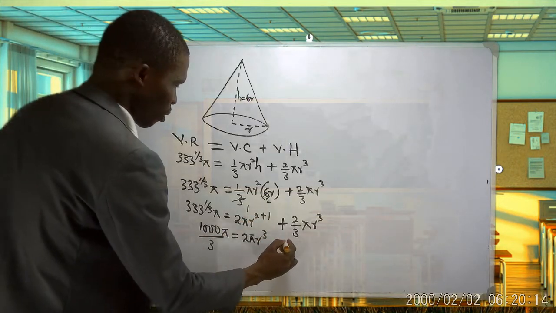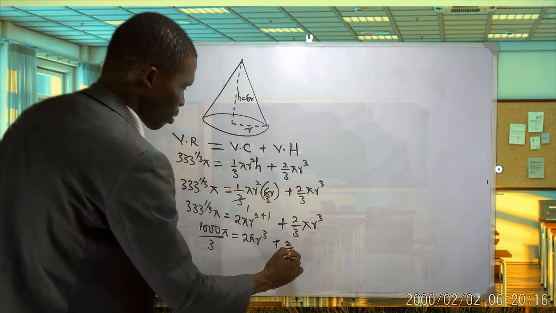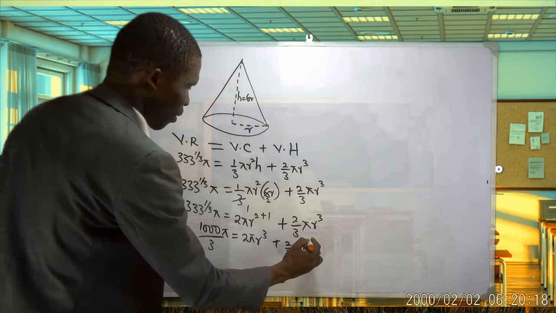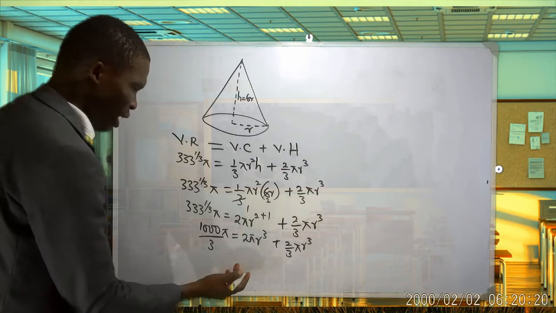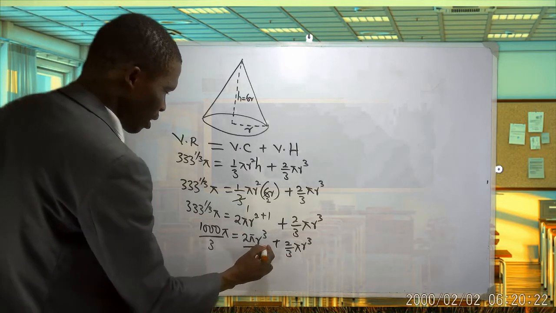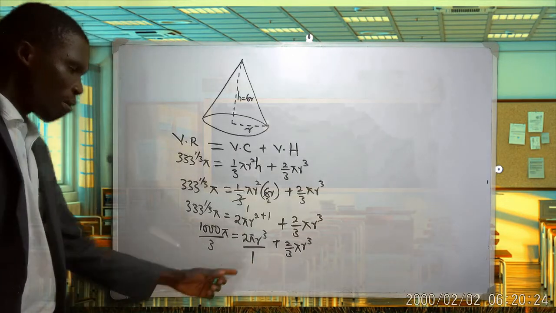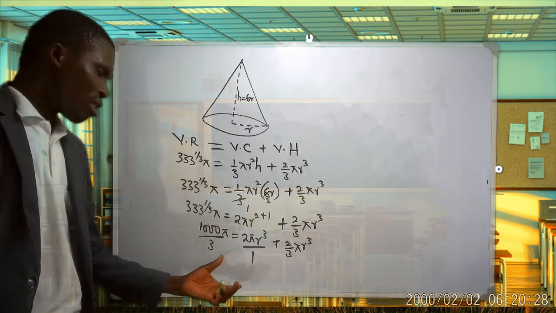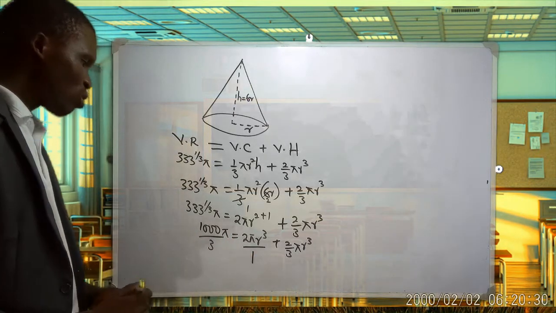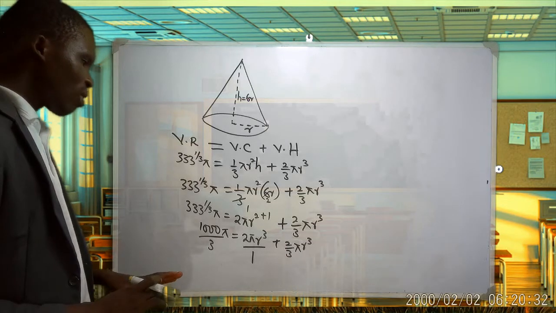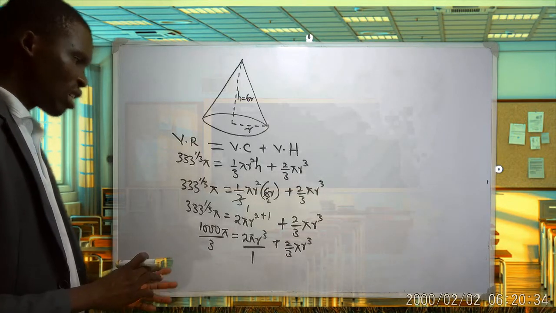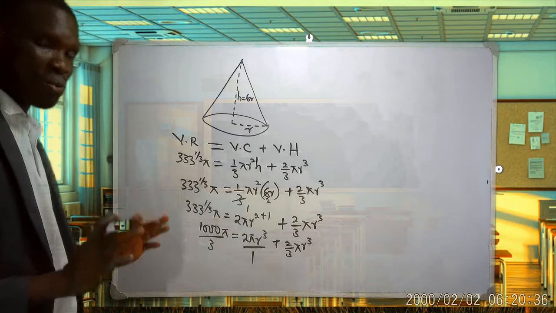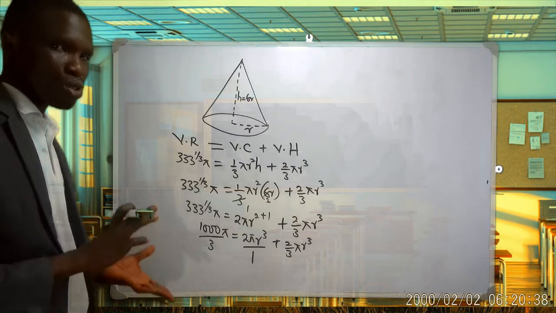So this is (1 + 2)/3 by r raised to the power 3. Now why can't we just take this one as a fraction by dividing it by 1? When you divide it by 1, it still remains. So what we are going to do now is rearrange this in a way that will be very simple for us to solve.